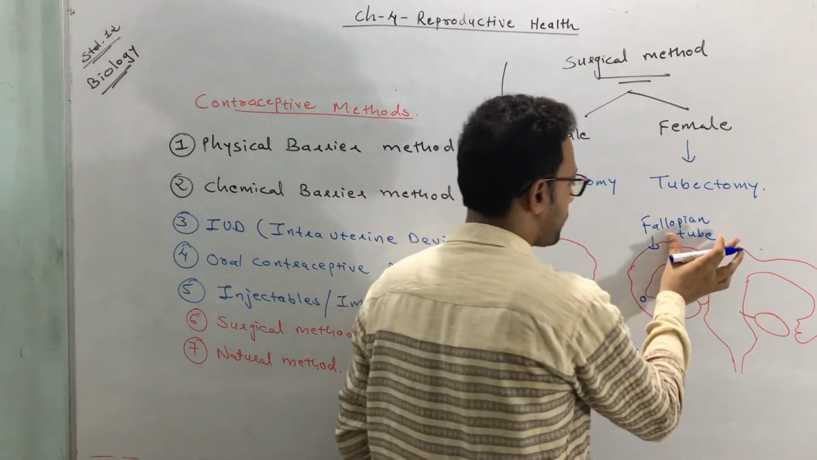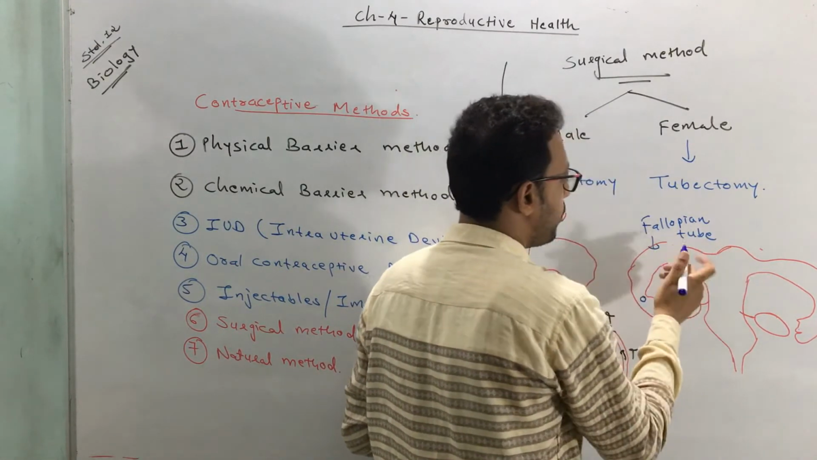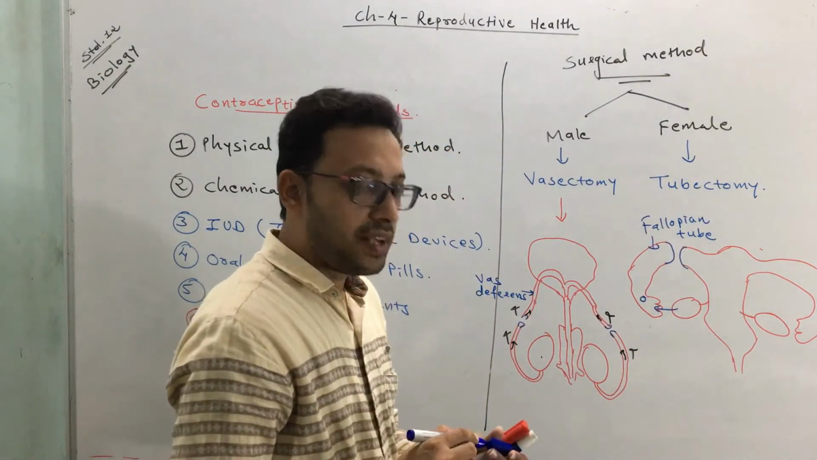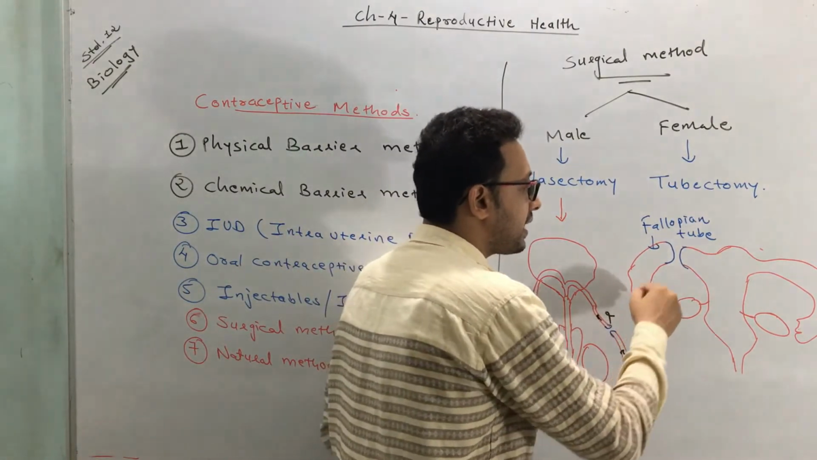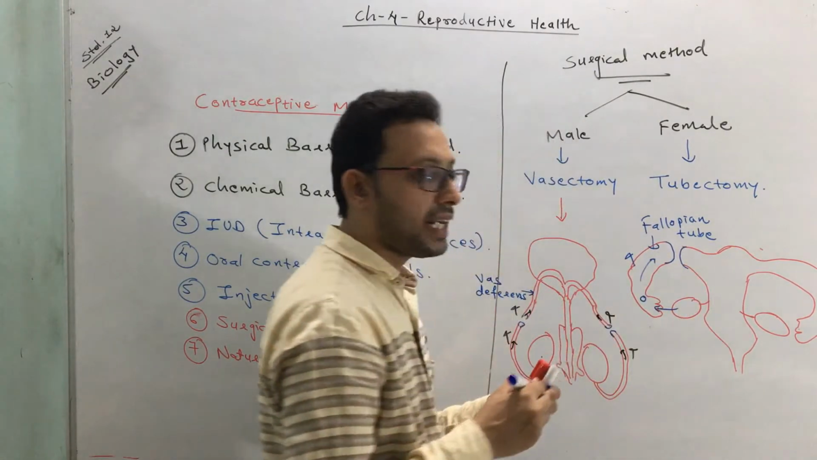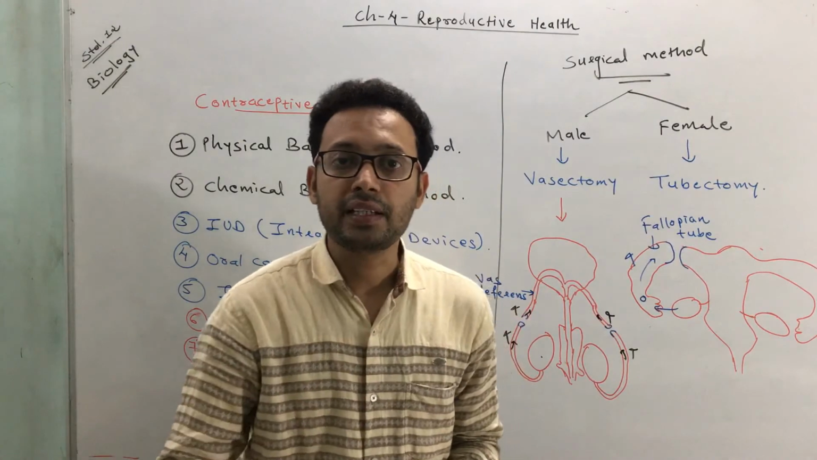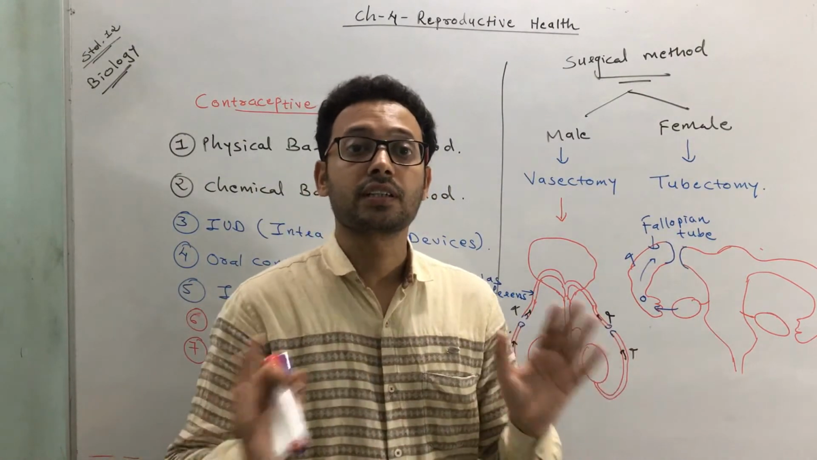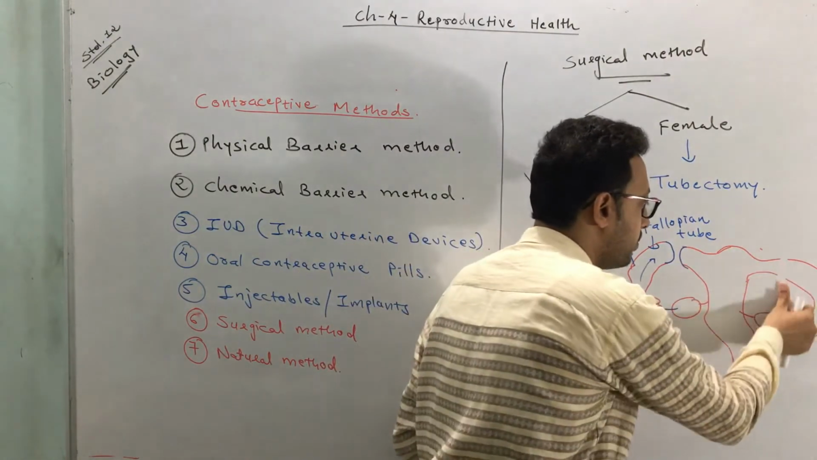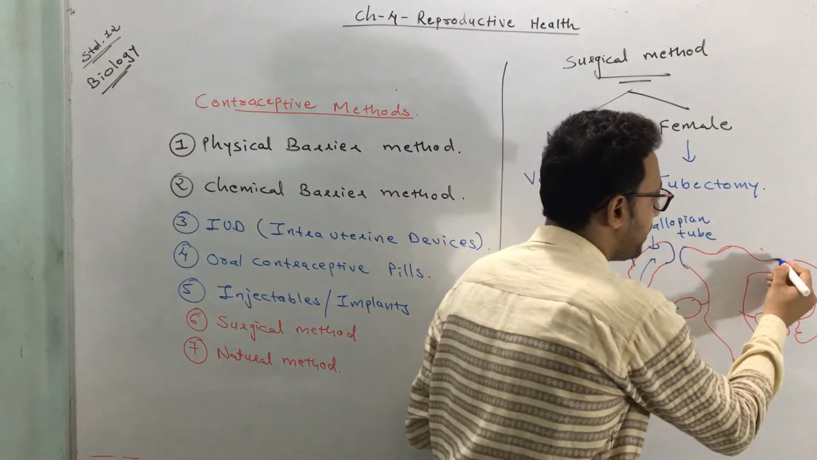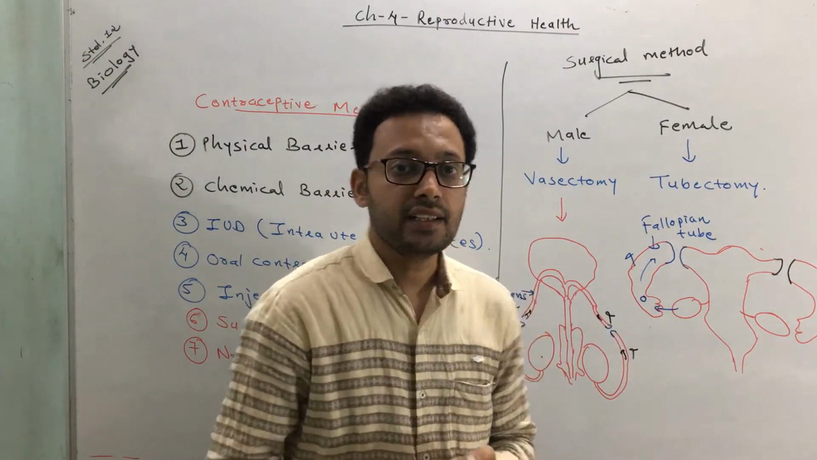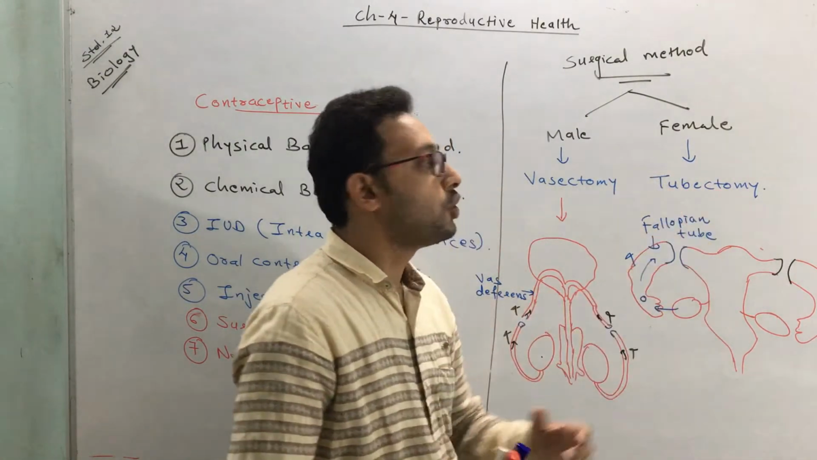Now what we are doing in this process, we are cutting this fallopian tube and we tie a knot. So when we cut it, the ovum which is released cannot be transported. Hence fertilization, implantation and pregnancy do not occur, or the lady does not conceive, because the tube which is helpful in the transport of an ovum, on both the sides, is cut and tied. This process is called tubectomy.